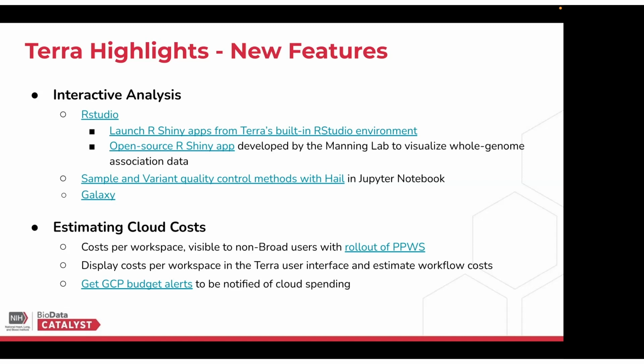And then our other main feature highlight from this year, I know something was very requested from many of our users, is the ability for non-Broad Terra users to be able to get a sense of workflow costs and cloud costs. So we brought this feature to life with the rollout of what we called Project Per Workspace. This allowed costs to be displayed per workspace and users to estimate their workflow costs, as well as set up and receive Google Cloud Platform budget alerts.